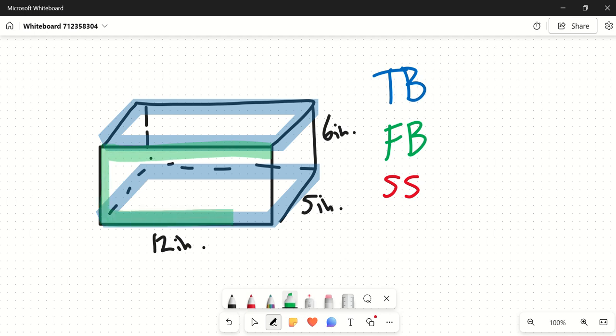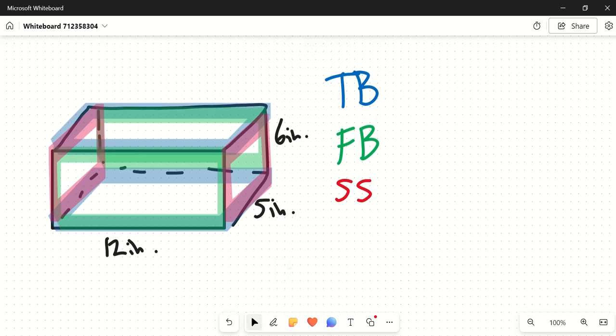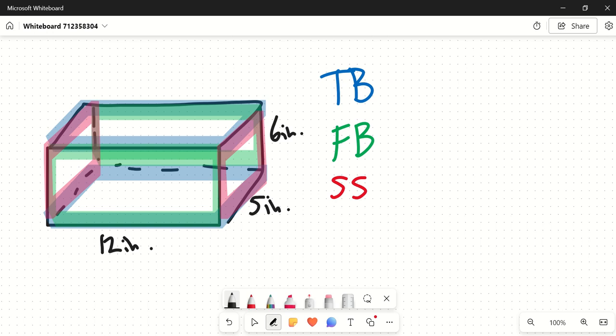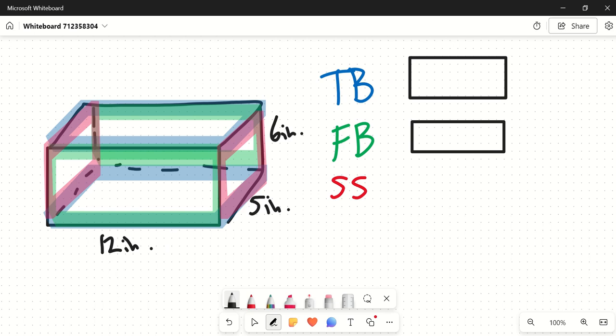The front and the back. And then the 2 sides are the ones on the side. I need to find the measurement of each one of these. And this is where I learn how to dissect. The top and the bottom are a rectangle. Front and the back are also a rectangle. And the sides are more of a square, but still a rectangle-ish. Now you are going to tell me what the measurements are.